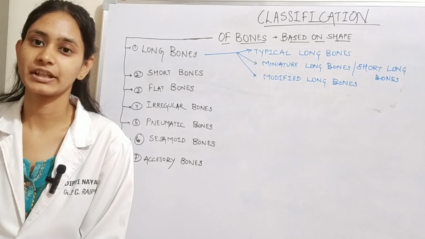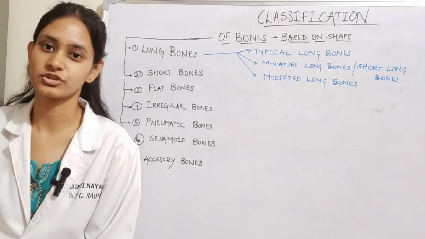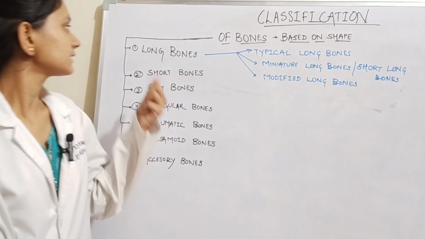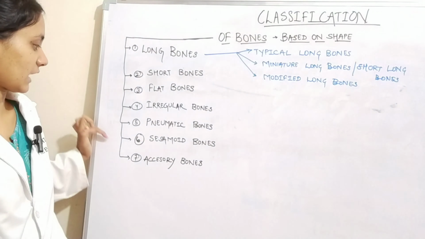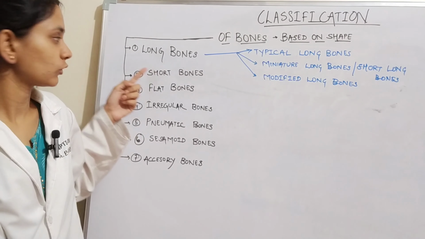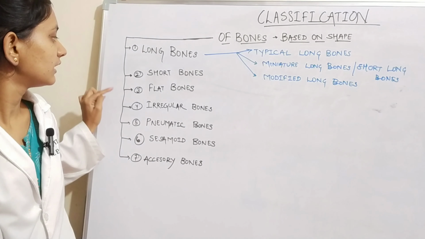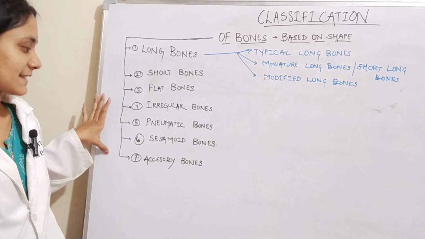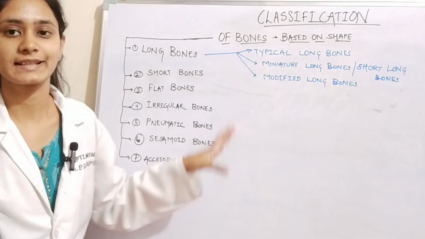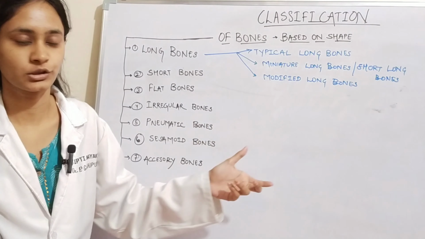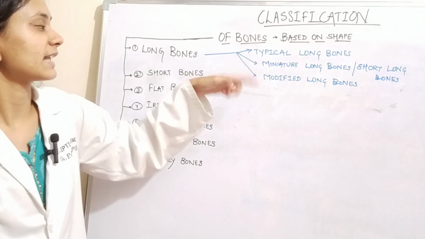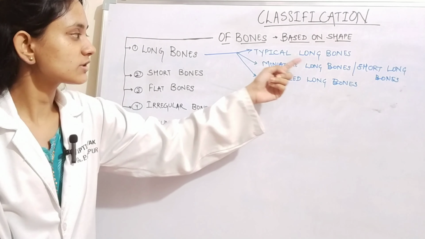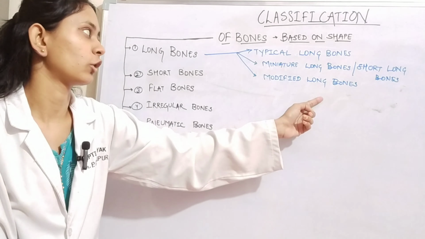So the first classification is classification based on shape. Here it is classified into 7 types of bones. That is long bones first, short bones, flat bones, irregular bones, pneumatic bones, sesamoid bones, and accessory bones. We will learn all the examples of bones which are included here. Long bones are then further divided into typical long bones, miniature long bones, and modified long bones.